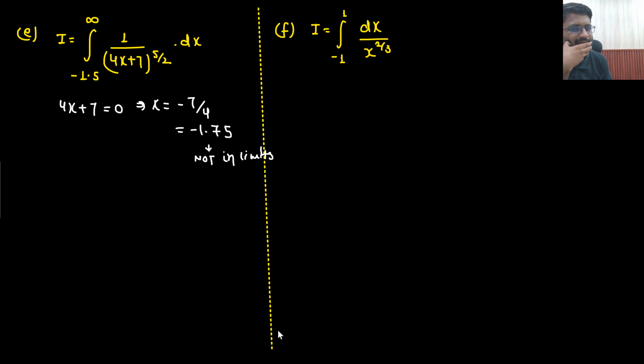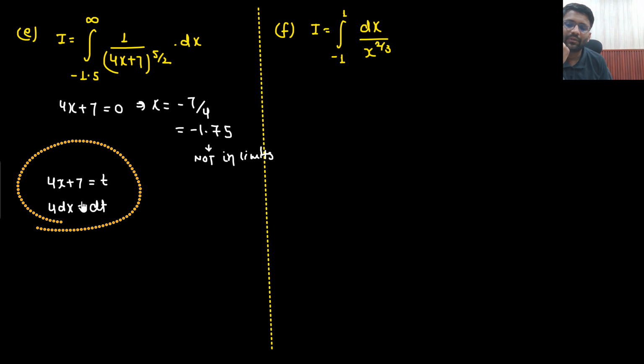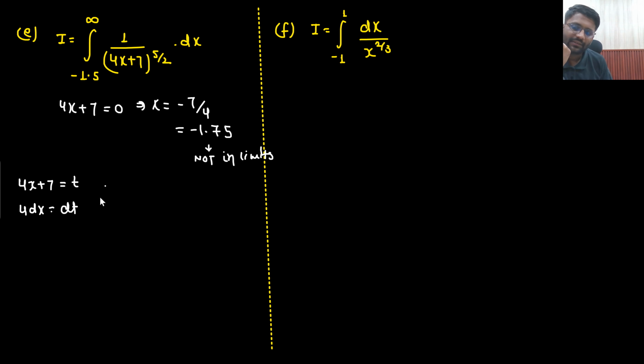So what would you do? Either you simply solve it and you will get the answer, or I will put 4x plus 7 equals t. So what will I get? 4 dx equals dt. Right? What about the limit? When x is minus 1.5, what will t be? Minus 1.5 into 4 is minus 6, so t will be 1. And when x is infinity, t will be infinity.